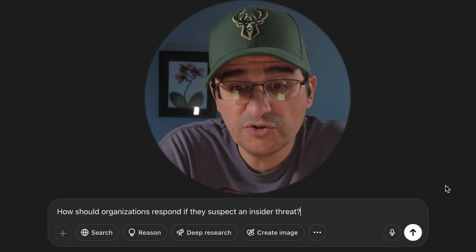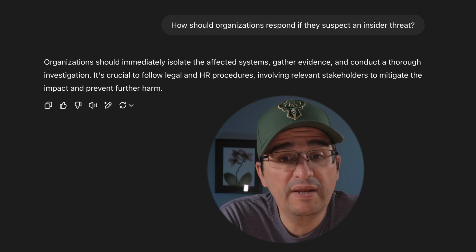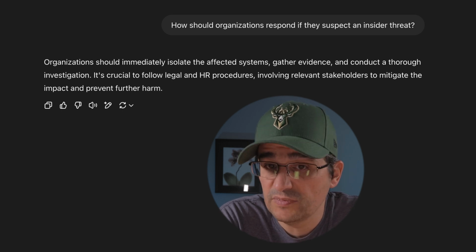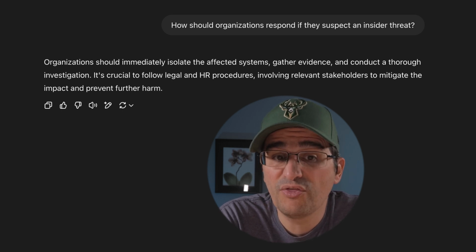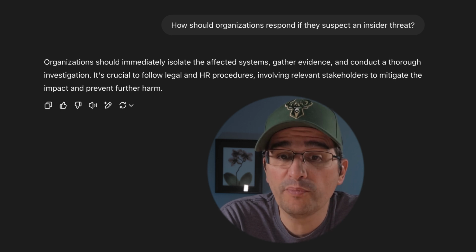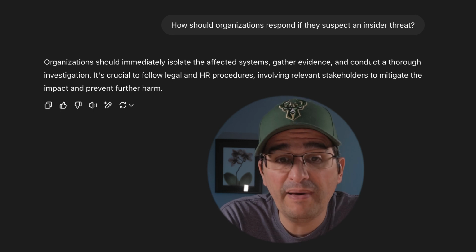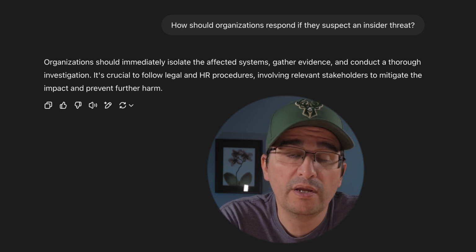Puppies are cute. All right, last question. Let's say you suspect an insider threat. What do you do? How should organizations respond if they suspect an insider threat? Organizations should immediately isolate the affected systems, gather evidence, and conduct a thorough investigation. It's crucial to follow legal and HR procedures involving relevant stakeholders to mitigate the impact and prevent future harm. Okay, there you go.